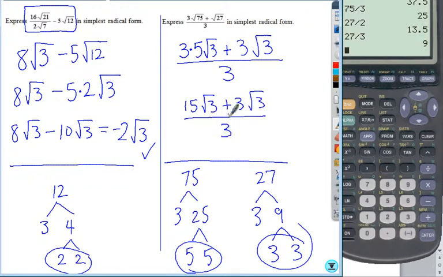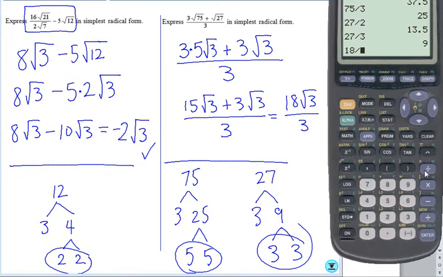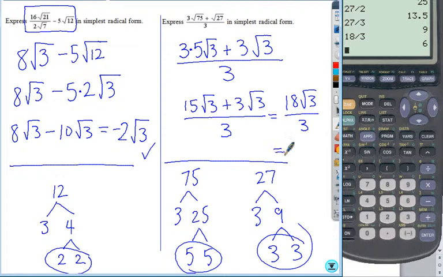So here again I see like terms, which is really good. So I get 15 plus 3 is 18 radical 3 divided by 3. And now what I have to notice is that I can actually take 18 and divide it by 3 and get a whole number. 18 divided by 3, because that's what the fraction is telling me to do, and I get a 6. So that means that my final answer will be 18 divided by 3, which is 6 times radical 3. And we can check this answer in our calculator, right?